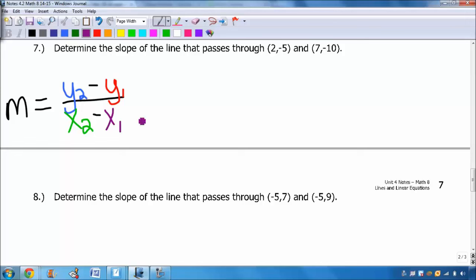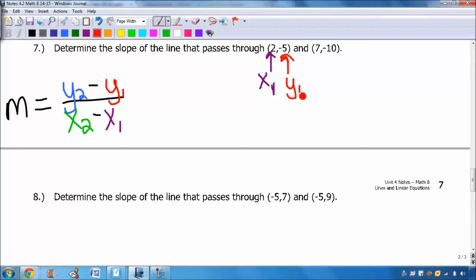So right here, if you look at this 2 right here, we know that this is an x value because the x coordinate always comes first in our coordinates right here. So this 2 is my x value, and this is my first coordinate. So this 2, I'm going to call, is going to be my x1 because it's my first x value, okay? So now that means that this -5 right here is my y value in my first coordinate, so it has to be y1.